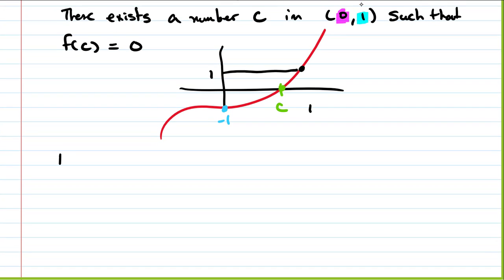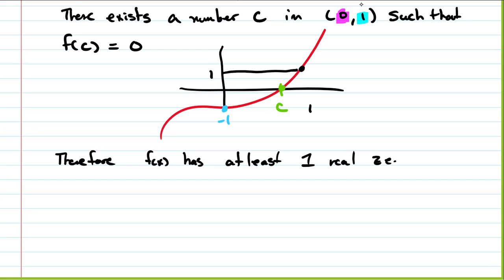So therefore, f of x has at least one real 0. So note, it just says that there's at least one. We don't know. It could go up and down like 20 times between 0 and 1, right?